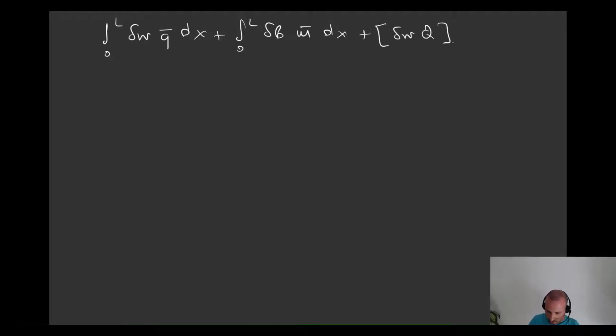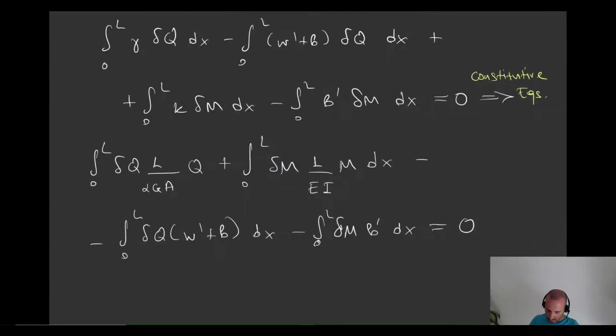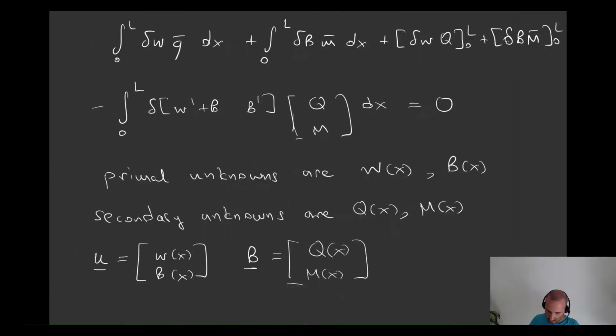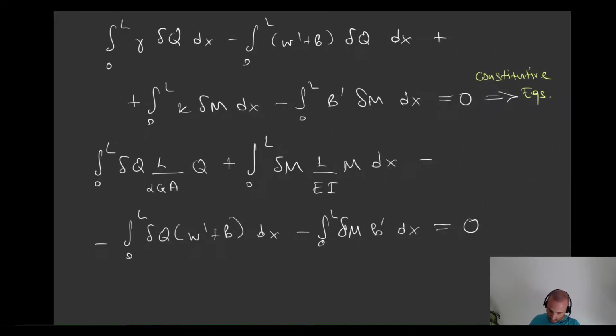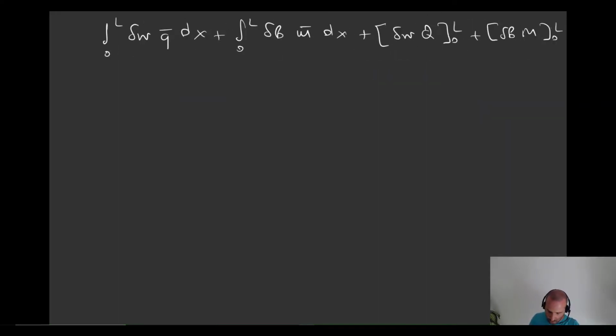So integral from 0 to L delta W times Q plus integral from 0 to L delta beta times M bar dx plus the boundary term delta W Q from 0 to L, the boundary term with respect to the moments delta beta times M, and then we have the internal work, which is basically this one here. And there was a minus in front, so this is important to recall.